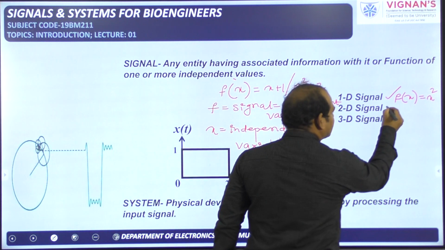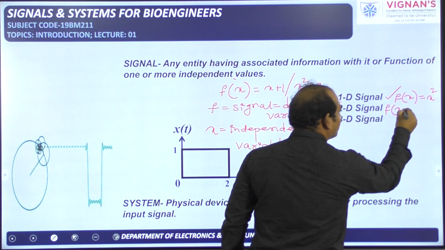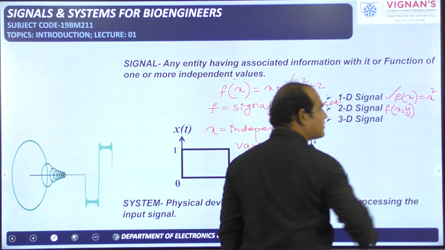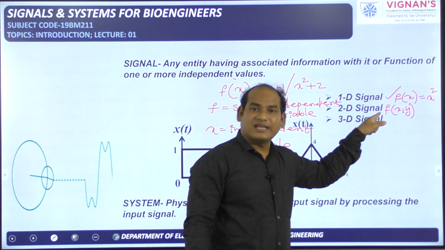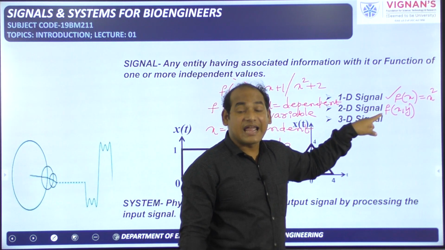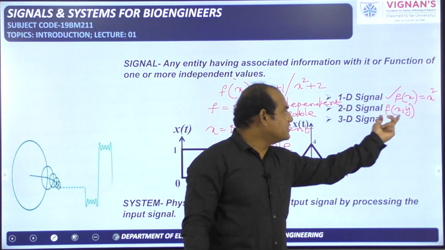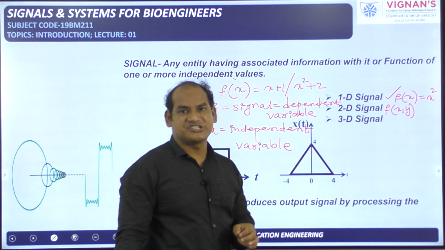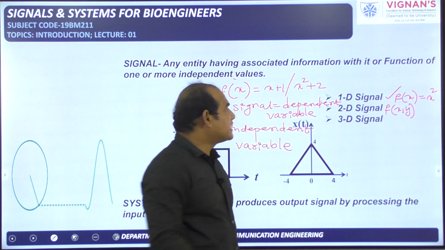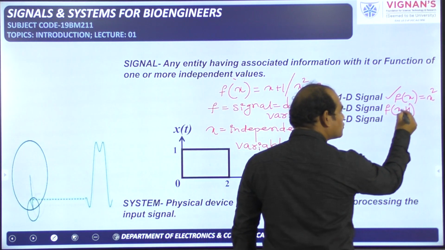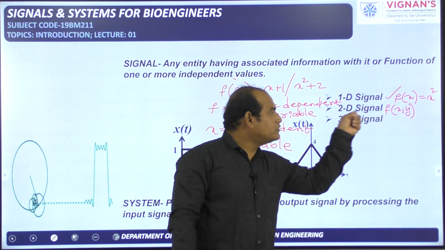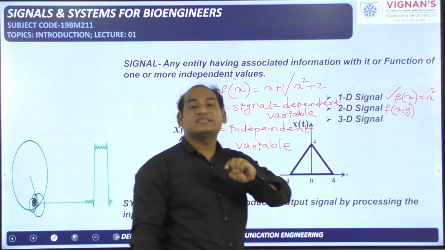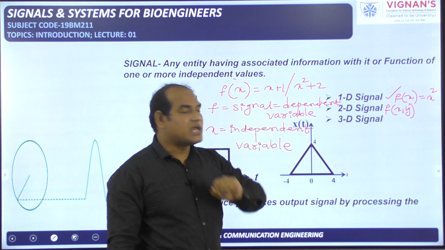So how to represent that one? I should represent it like this: f of x comma y. With this we can tell that outside of the bracket there is f, that is the signal, the dependent variable. But within the bracket I have mentioned two variables. So in this case the independent variables are two, those are x and y. That's why this is a two dimensional signal. An example is image. Image is a two dimensional signal.